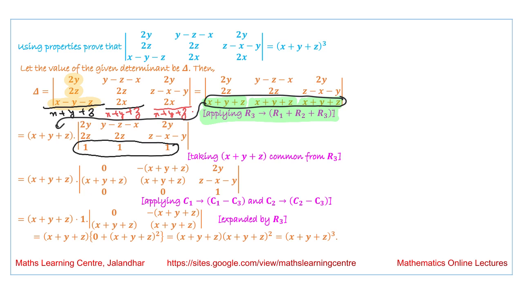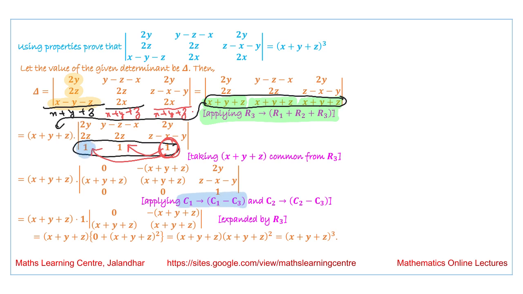Now with the help of this one, we are making this one 0, and we are going to make this one 0. So what operation do we have to perform? We have to change column 1: column 1 approaches column 1 minus column 3.